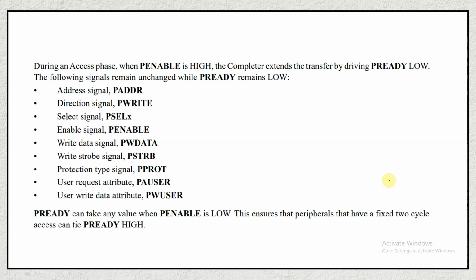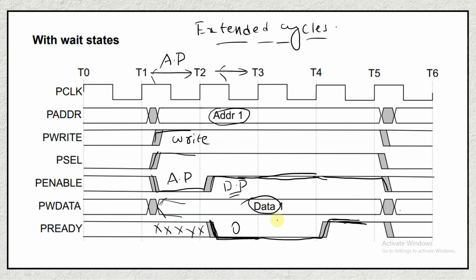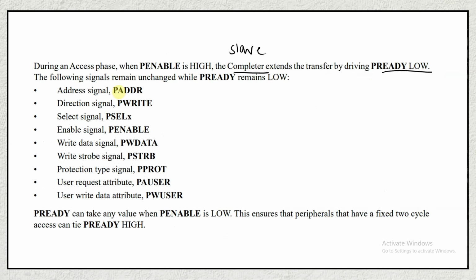So this is how the master is going to perform a write operation with wait state. It is written that during an access phase, when PENABLE is high, the completer, or you can also say the slave, extends the transfer by driving PREADY to low. We can see here your PREADY was low, and the following signals remain unchanged when PREADY remains low.